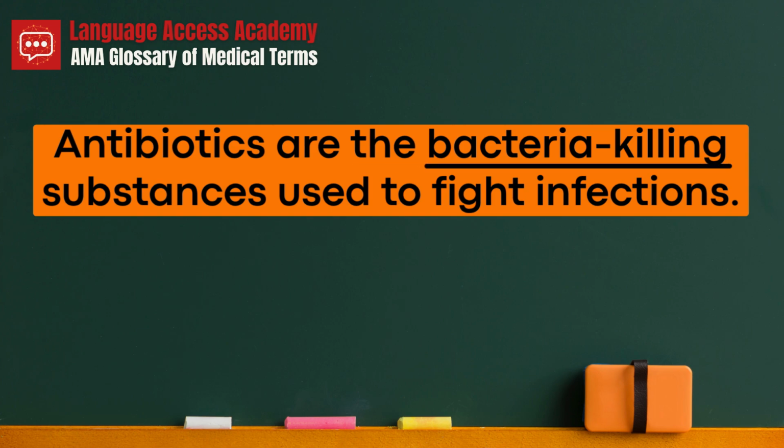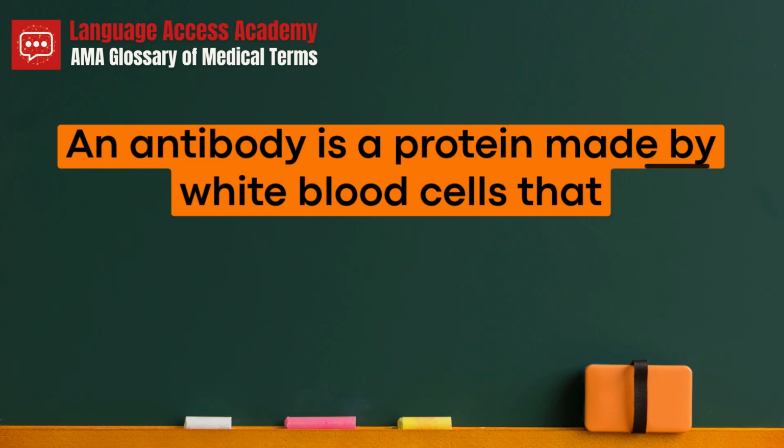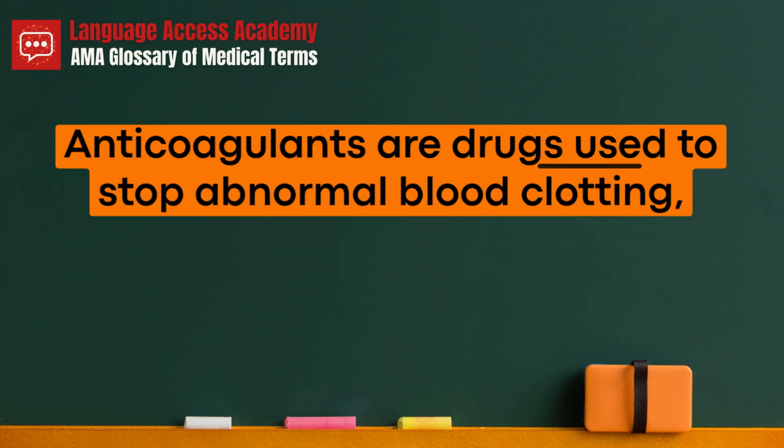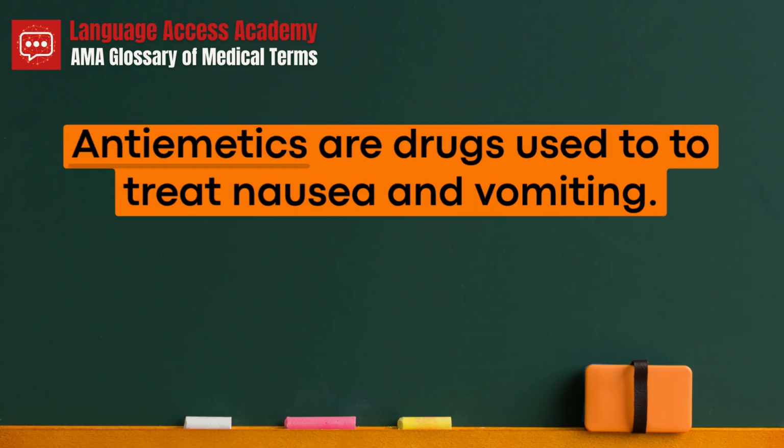Antibiotics are the bacteria-killing substances used to fight infections. An antibody is a protein made by white blood cells that reacts with a specific foreign protein as part of the immune response. Anticoagulants are drugs used to stop abnormal blood clotting, such as to prevent a stroke. Antiemetics are drugs used to treat nausea and vomiting.